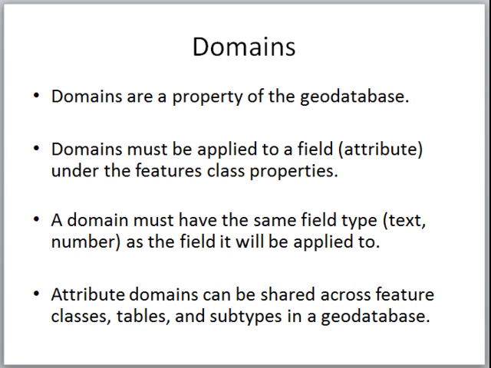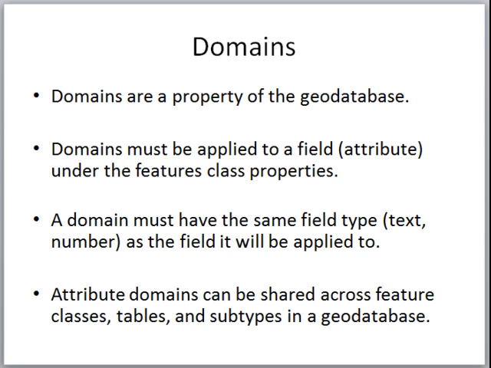Domains are a property of the geodatabase. To add one, you right-click the geodatabase and go to Properties. Domains must be applied to a field under the feature class Properties. So you create a domain as a geodatabase property, and then you add it under the feature class Properties. So you work with them in a couple of different places.